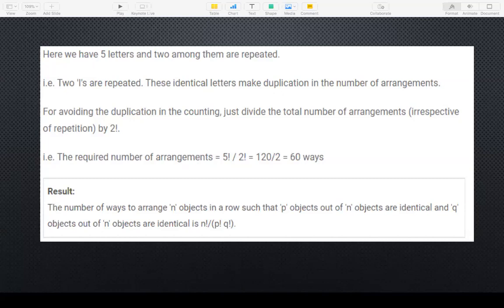So what is the result which you need to remember for these types of questions? It is in the bottom of the PPT. The number of ways to arrange n objects in a row such that p objects out of n objects are identical and q objects out of n objects are identical is nothing but n factorial by p factorial into q factorial. Okay, they have given you two cases. Let's say, I'll give you an example.